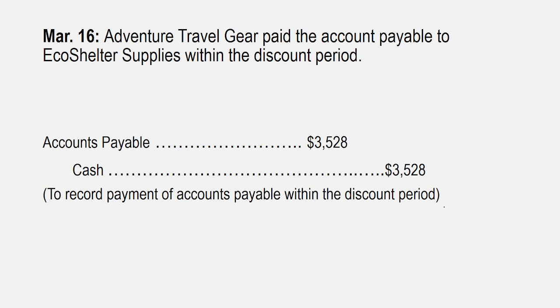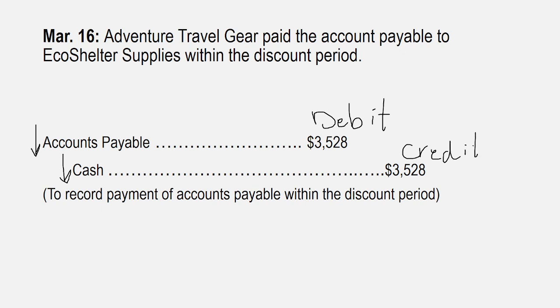To record this payment in the accounting books, Adventure Travel Gears debit the accounts payable for 3,528. So accounts payable is decreased. This means that the total liability decreases, and a decrease in liability is always considered as a debit. Also, we pay this from the cash, so the total amount of the cash decreases, and a decrease in cash or asset account is considered a credit.